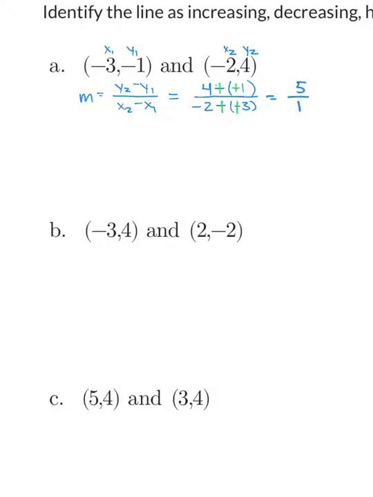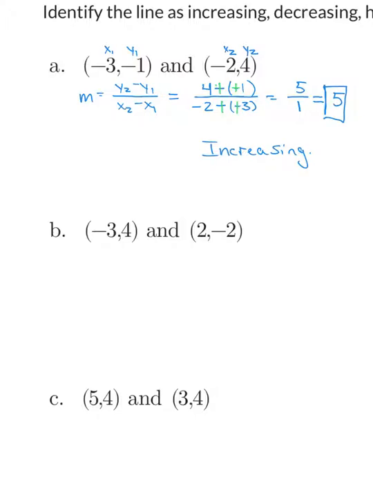From here, we want to go ahead and simplify the fraction. Remember that we are allowed to write our slope as a whole number since we're not graphing. And so my slope is 5. Finally, I want to know, is this line increasing, decreasing, horizontal, or vertical? Since 5 is positive, this is an increasing line. And that takes care of example A.